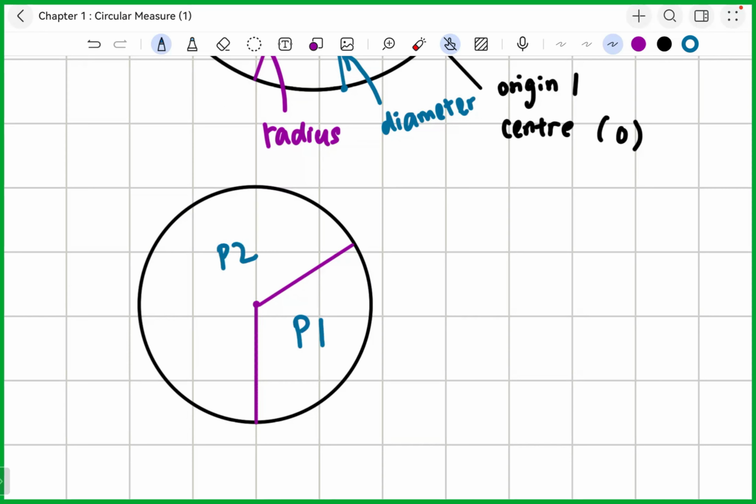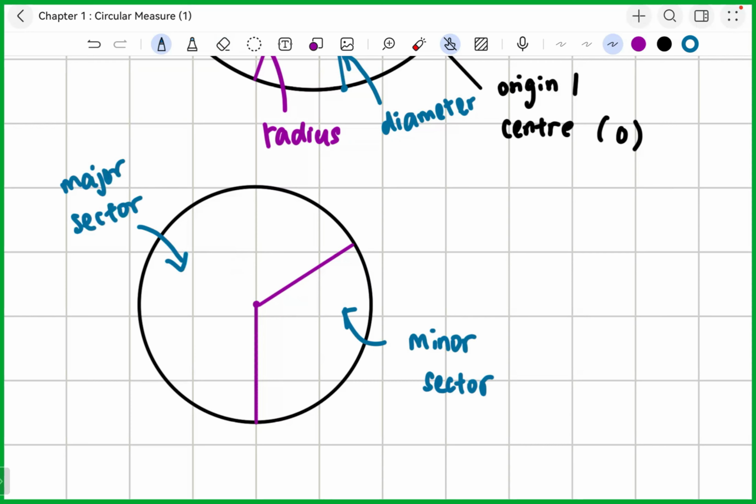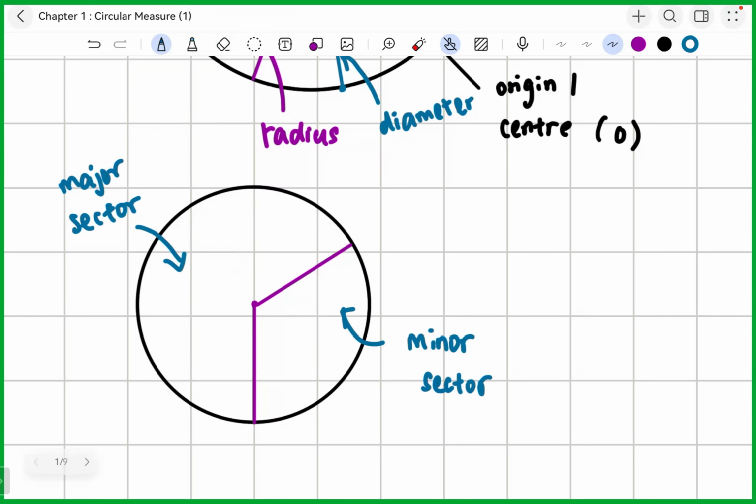You can see that both parts have different sizes. P1, which means part 1, has smaller size, whereas part 2 has bigger size. For the smaller size, this section we call a minor sector, whereas for the bigger size we call it major sector. Minor means smaller, major means bigger. Now we have minor sector.